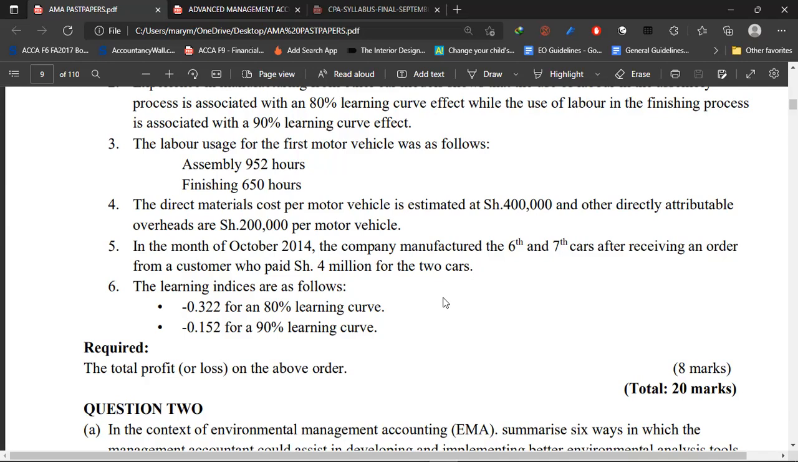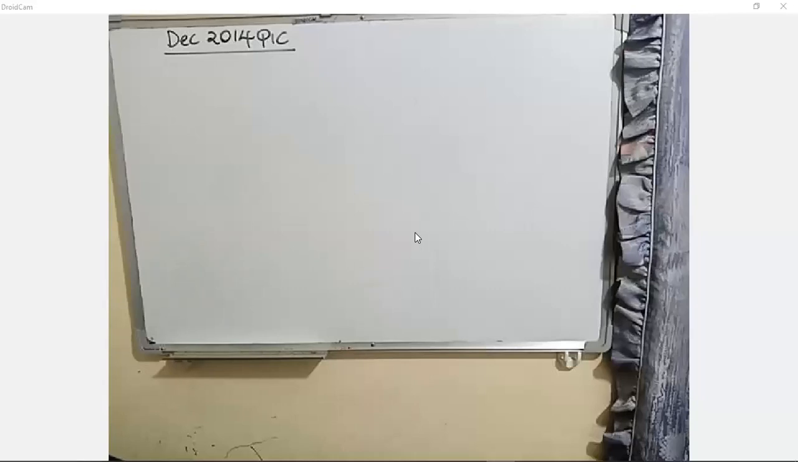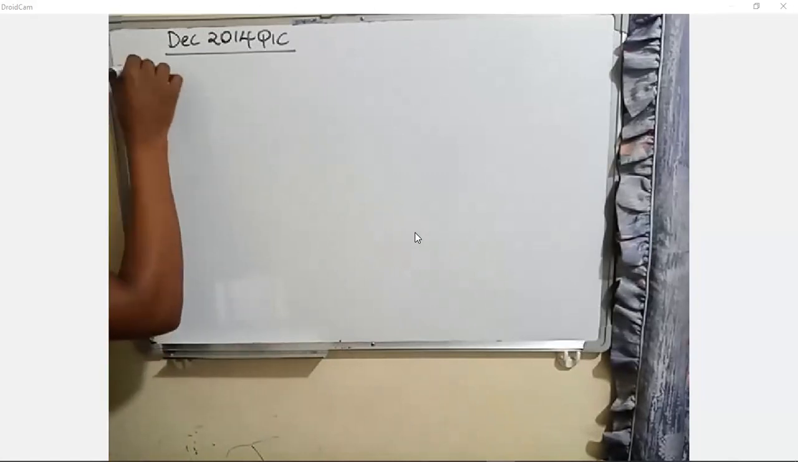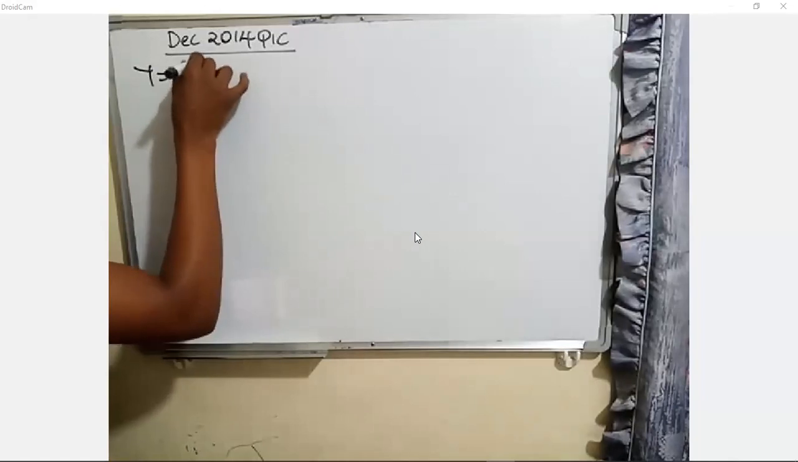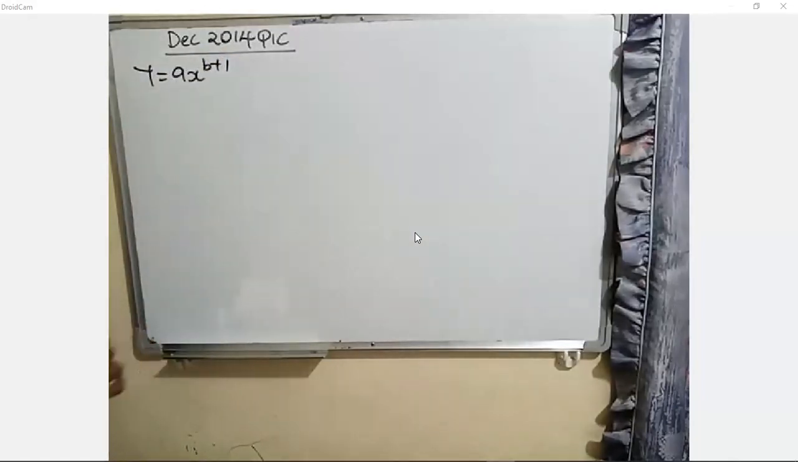Let me look at the solution. In this case, the question is very simple. Let us look at the question. I just need to get the total labor cost first, but I'm going to be using the total time formula: Y is equal to AX to the power B plus 1. Already I have been given the learning index for assembly.